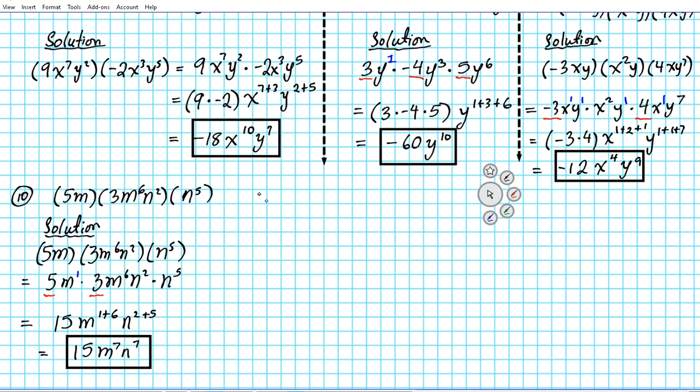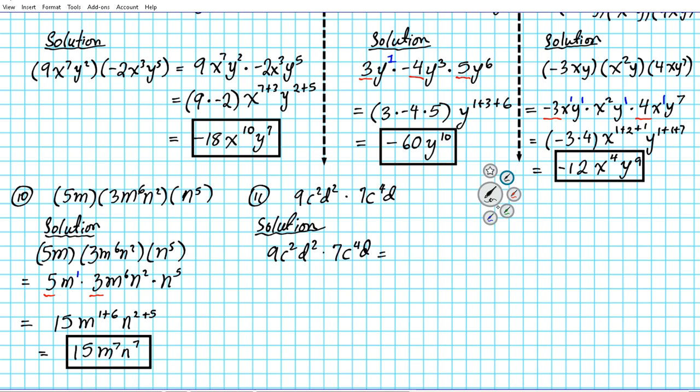Alrighty, let's take a look at question number 11. Let's say we are to find the product of 9c squared d raised to the 2nd power, so 9c squared d squared times 7c to the 4th d. Alrighty, so let's go ahead and do this one. We're multiplying 9c squared d squared by 7c to the 4th d.